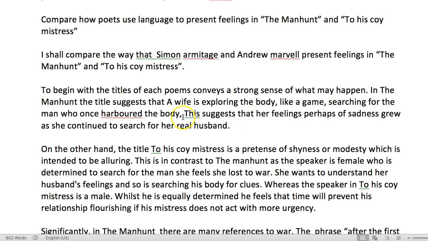"This suggests," again, you know that that's a new sentence, which is why you started with a capital, but you've ended with a comma there. So, to be frank, the examiner's pretty annoyed now because you're doing so many things that an expert in English won't do. Every time you do that, it's like a little stab to the examiner, just like poking them. It's really going to upset them. They want you to write like an expert. "This suggests that her feelings, perhaps of sadness, grew as she continued to search for her real husband." This seems like a really great idea, but again, I'd like a quotation to back that up.